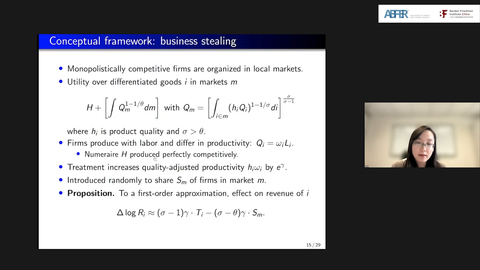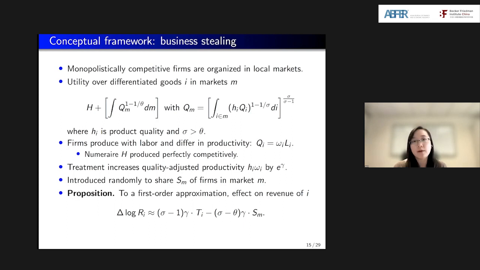Then imagine there's a treatment which can increase the quality-adjusted productivity by a factor of gamma, which was randomly provided to a share S_M of firms in a market M. Then, to a first order approximation, we can write the impact of this treatment on firm revenue in the following way. There are two components here. The first component indicates a positive direct effect. The intuition is that the loan induces improvements in quality and productivity, and this allows firms to reduce their quality-adjusted prices and therefore attract higher demand. The magnitude of this direct effect is proportional to gamma, which measures the decrease in the quality-adjusted prices, and also proportional to sigma minus 1, which is the elasticity of revenue to price.